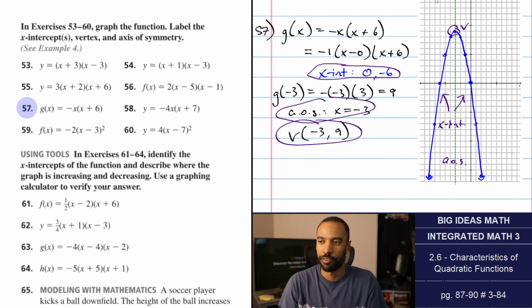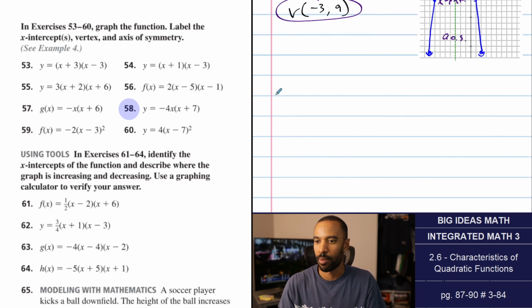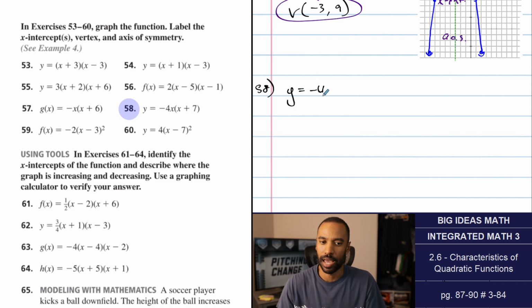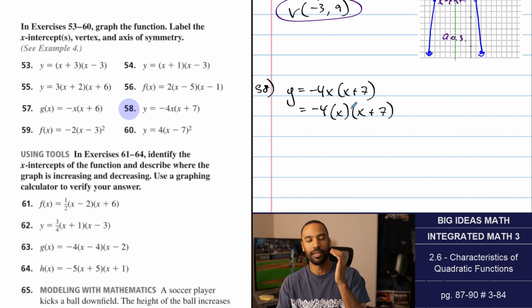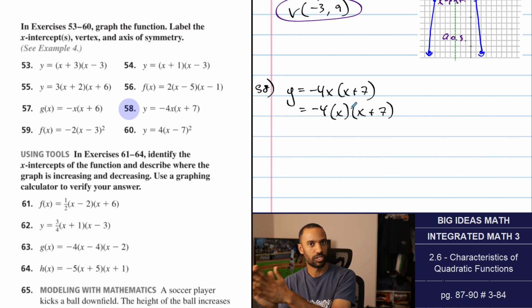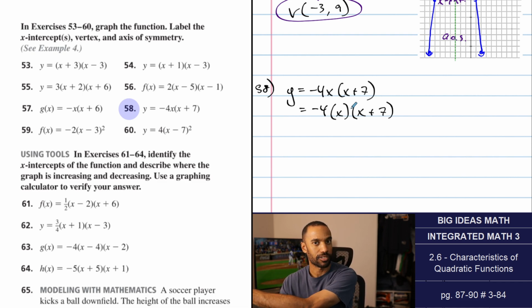All right, number 58. Yeah, 58's a lot like 57, right? Ooh, 58 has one difference we'll talk about. We might have to calculate it. But number 58, we got negative 4x times x plus 7. Once again, as a reminder, you don't even have to turn x into x minus 0. Just make sure that you know it's not attached to the hip of the negative 4. It is its own part of the product, right? It's its own bit. To get the x-intercept of that, you got to plug in 0 for x, right?